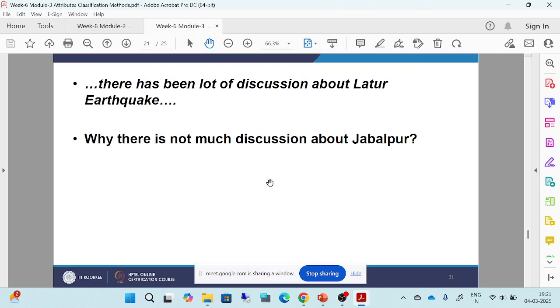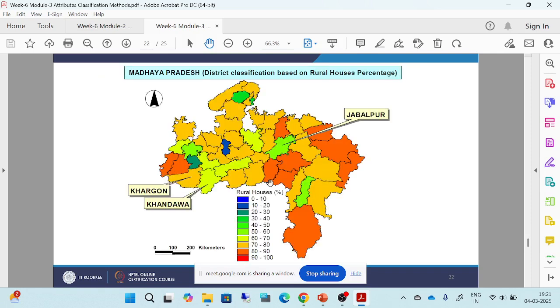The next map was given as an example of Jabalpur in Madhya Pradesh. Same thing, if you take a look at Jabalpur, which color is that? I think it might be this one, 50 to 60% probably. So 50 to 60% of houses are rural houses.